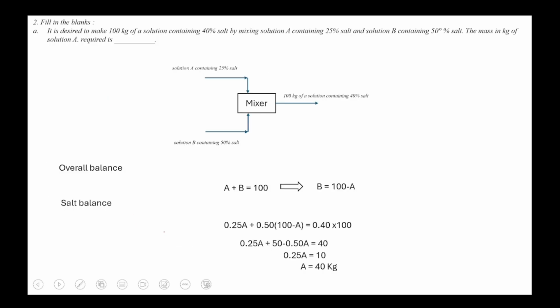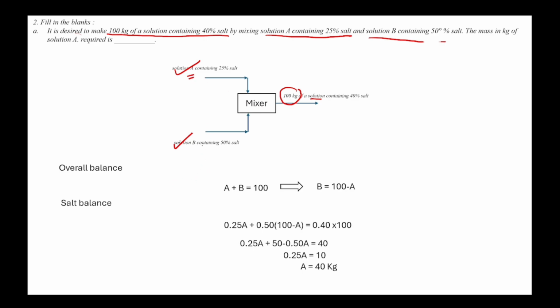Okay, next. So we have a small numerical question. It is desired to make 100 kg of solution containing 40% salt by mixing a solution A of 25% salt and solution B of 50% salt. So we have a solution A of 25% salt and solution B of 50% salt, and we need to produce 100 kg of solution. Okay, the mass in kg of solution A. So we have to find A.